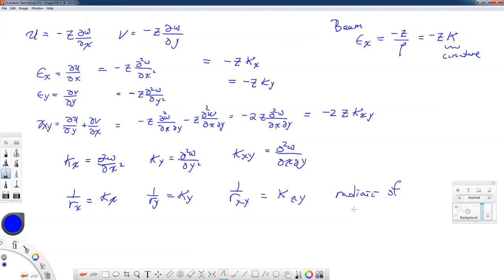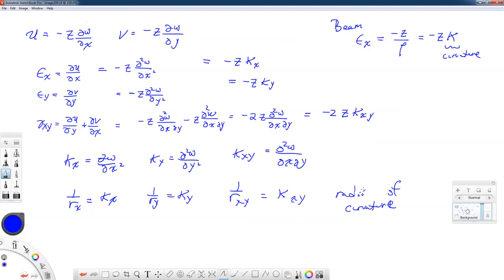I don't think I spelled that right. It's supposed to be radii of curvature. And in fact, to make this the right way, I need to get rid of these two. Right, so those are the various radii of curvature terms.